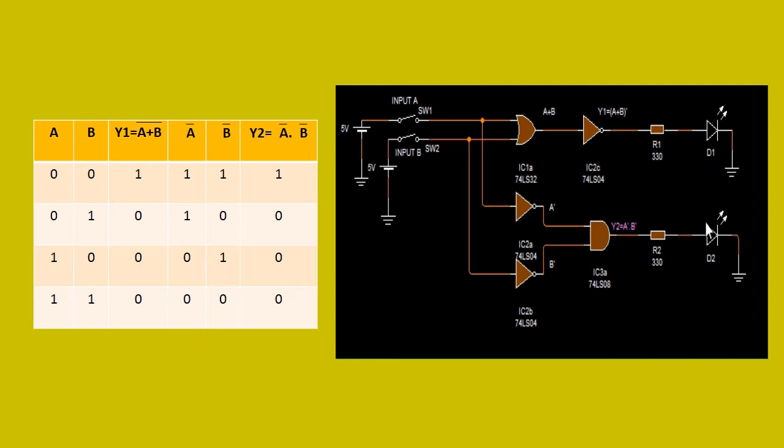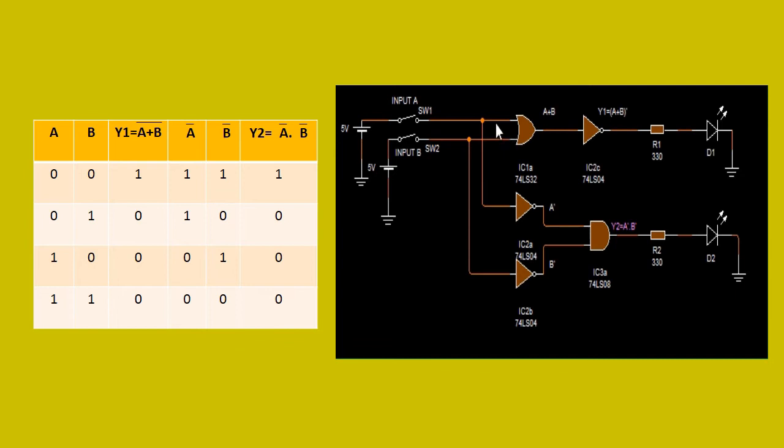Two light emitting diodes D1 and D2 are used as display or output devices, connected through a 330 ohm resistor. We already know that the 330 ohm resistor is used to protect the LED, otherwise it will be damaged. Two switches are connected: switch 1 acts as input A, switch 2 acts as input B. A 5 volt power supply is connected. The negative terminal of the 5 volt power supply is connected to the ground terminal. So this is input A and this is input B.